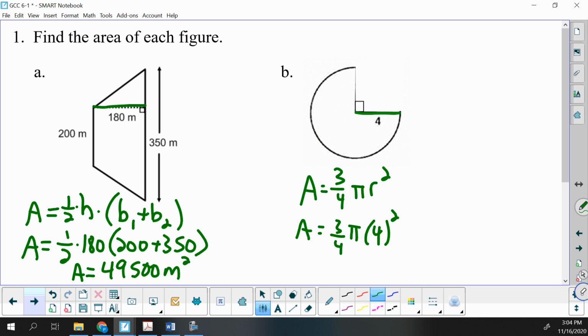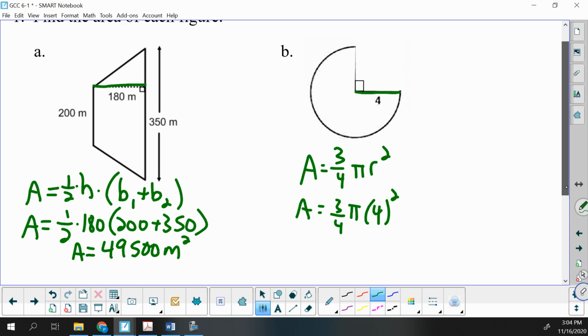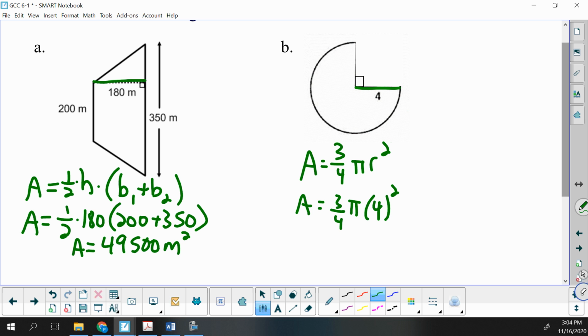Well, notice it nowhere in the question says we should be rounding. If it does not say to round, you should never round. So what that means is if it's in terms of pi, keep it in terms of pi. So what we'll do here is we're going to get an answer that'll just be some number with a pi on the end.